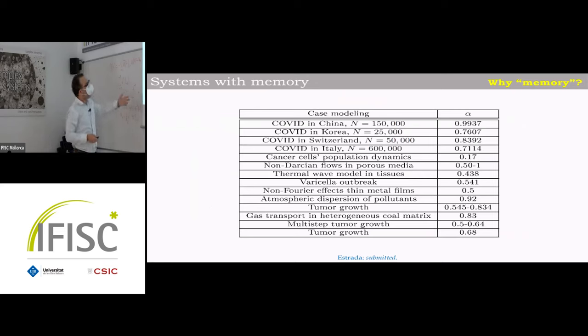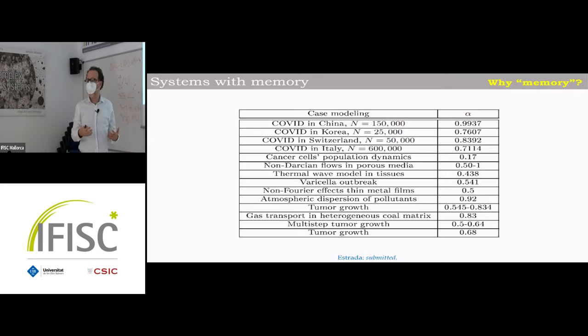So what happens in the real world? Well, if you check many of the systems that have been analyzed by fractional derivative, you can observe that most of the values of alpha, with one exception here that we can leave apart, are not very dramatic.